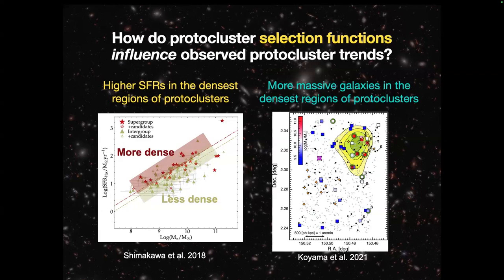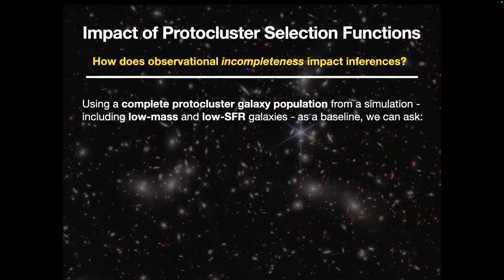And on the right, this is a similar kind of study, but with stellar mass, saying that the galaxies with the highest stellar mass tend to be in the most overdense region compared to elsewhere.